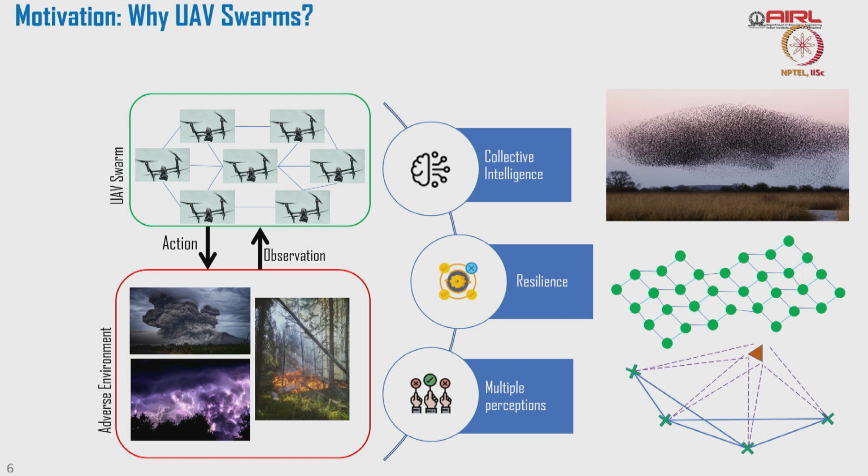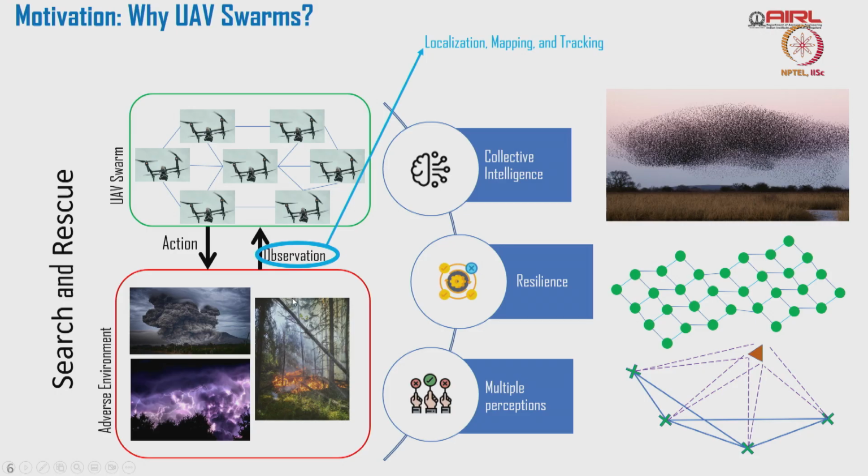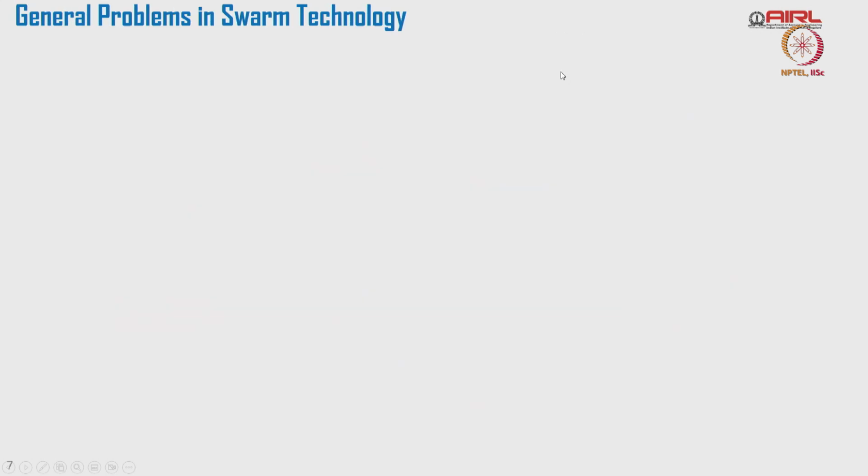It is an unknown, uncertain environment where it is keeping observation. Based on the observation, they are going to act on it in the adverse environment. It could be a search and rescue mission. But what are the observations they are getting? They are trying to localize the target, they are trying to get the map of the region so that the other UAV can come together. They are trying to track the target such that there could be some action you can perform.